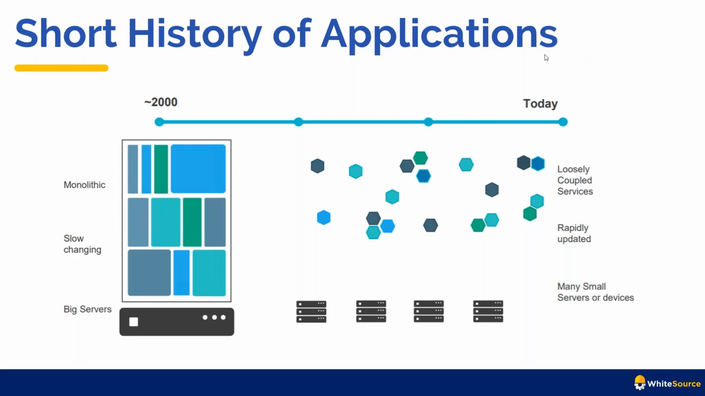Again, the idea is to have small pieces of code which are loosely coupled from each other, to have these small microservices, and to have also smaller servers. So instead of having big servers, we sometimes have clusters of smaller servers, or even sometimes we don't have servers at all. We might be using serverless, for example. This is the idea, and this is a little bit of the history.